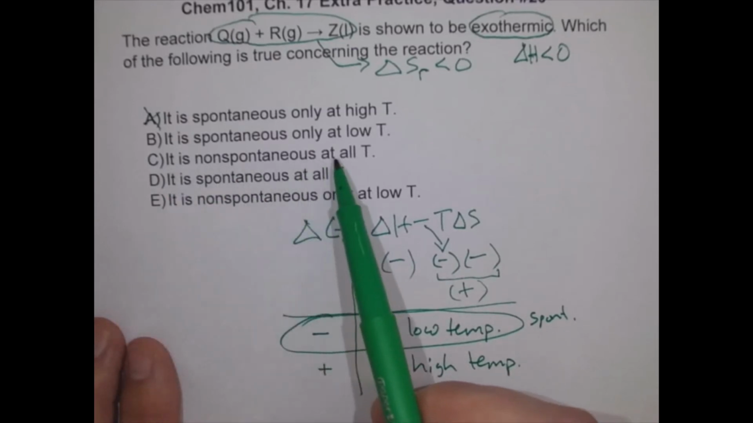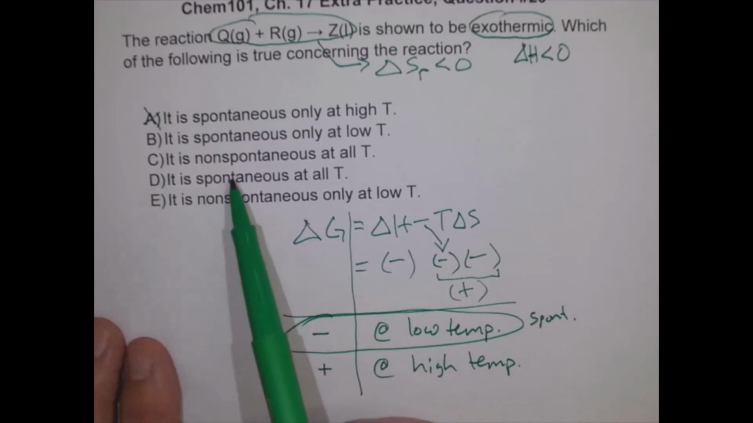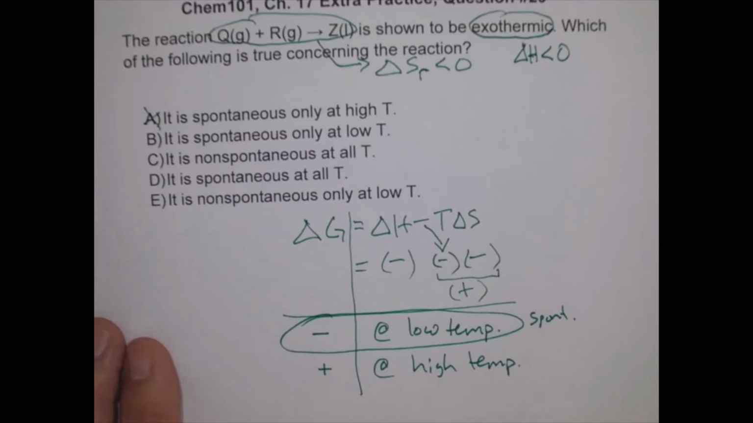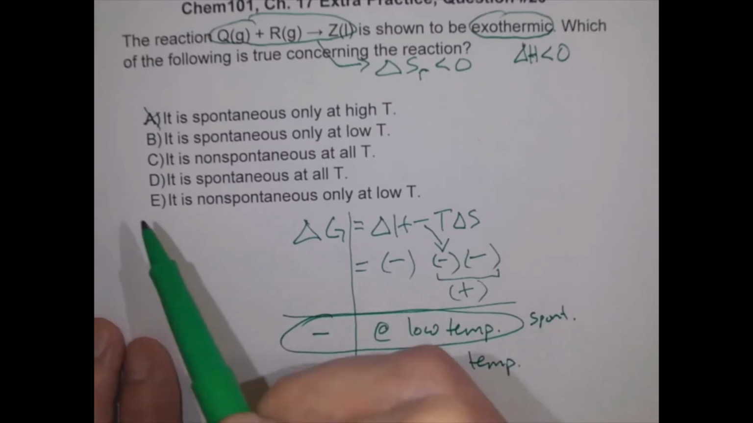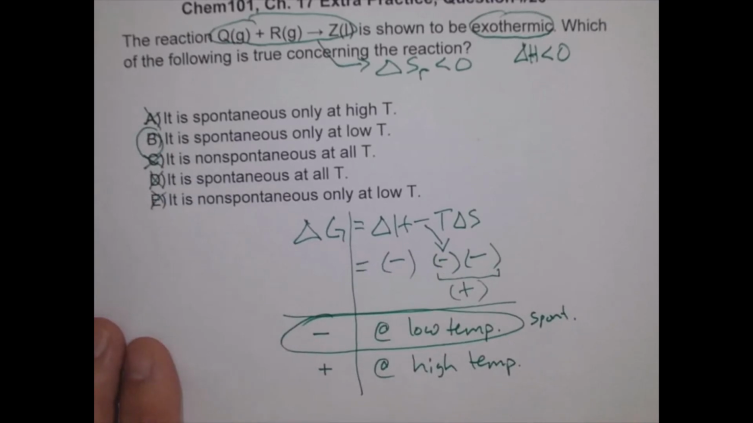Is non-spontaneous at all temperatures? Well, no, I figured out that it is negative. It is spontaneous at certain temperatures, low temperatures. Is spontaneous at all temperatures? Well, that's not true either, because I figured out that it's non-spontaneous when I have high temperatures. Okay? And then this E is also not true because it contradicts what I found out here. It is spontaneous at low temperatures. So I can eliminate those guys as well, and B must be my answer.